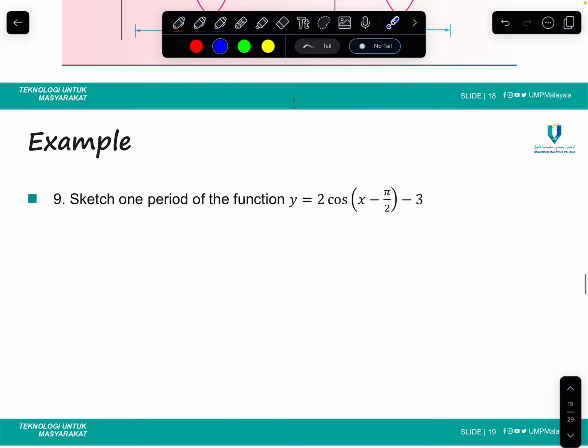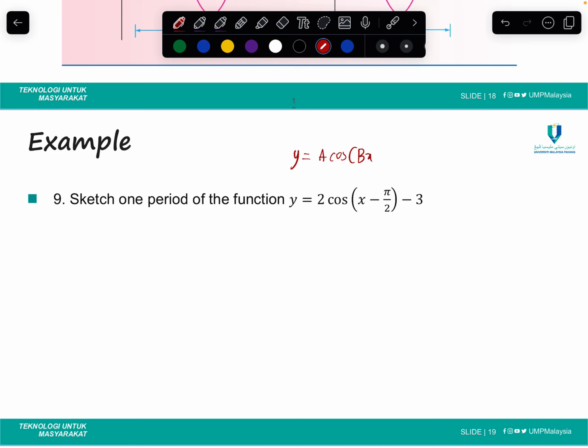Now we want to try to answer this. Okay, so you have a complex function. You have 2 here, you have x, you have another value, and you have minus 3. So let's look at the format of this. Okay, in part C we have this format: A cos bx minus c, and apparently we have another constant. You can regard this as d.